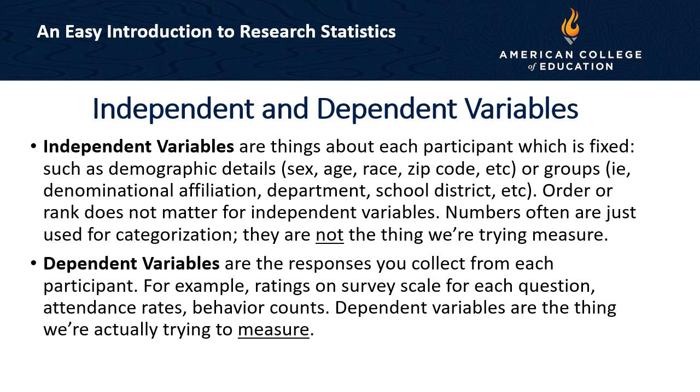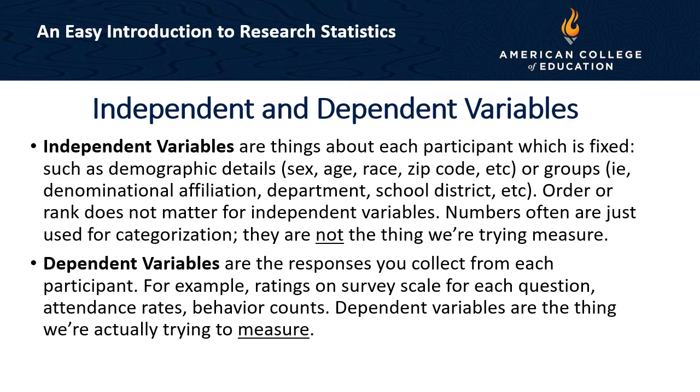As we begin designing our research for data collection, we must think about independent and dependent variables. Independent variables are things about each participant which is fixed, such as demographic details, their sex, their age, their race, their zip code, or the groups they belong to, maybe their denominational affiliation, their department within a company, their school district, etc. Order and rank doesn't matter for independent variables. Numbers are often just used for categorization. They are not the thing we're trying to measure.